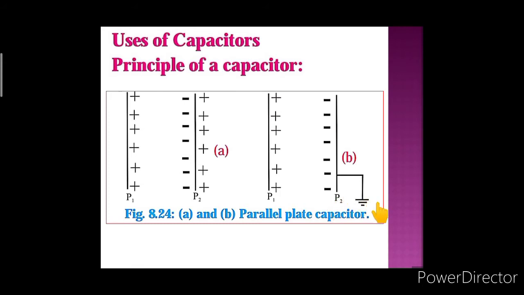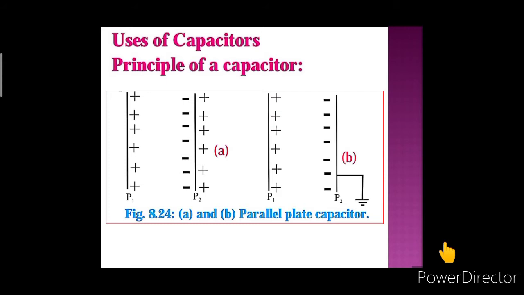And hence the capacity C2 for this arrangement B, we can write as C2 is equal to Q upon V minus V1. As C2 is greater than C1, we can say that the capacity of the metal plate P1 is increased by keeping another identical earth connected metal plate P2 near it.